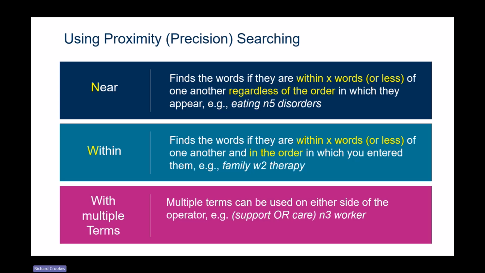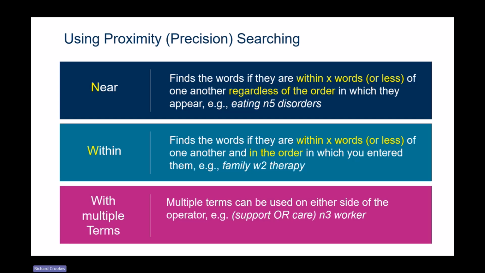In terms of proximity searching, again, to enhance or expand the search, we also have these near and within operators. So near finds words if they are within a specified word range or less of one another, regardless of the order. So using the example of eating disorders, you'll see eating N5 disorders. That means you'll retrieve records where eating is mentioned within 5 words or less of disorders, or disorders is mentioned within 5 words or less of eating. So again, you can use this according to what is most appropriate in your search experience.